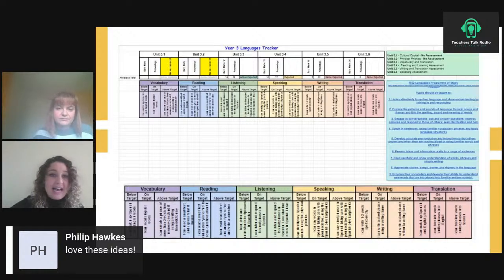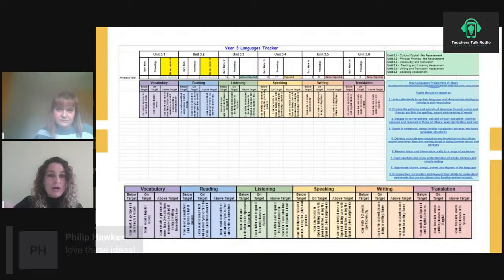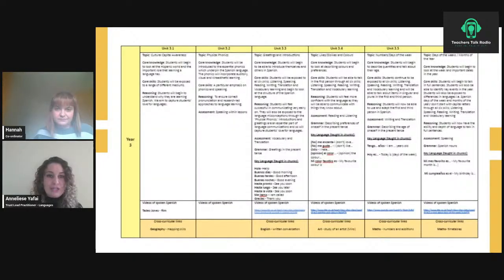And then this is how we track it over time. So the way that I did it was I took the program of study, I took what the expectations were for each skill, and I mapped it from year 6 to year 3. And then it has a below target, on target, or above target. So each year we know, and we vary whether they do a writing, whether they do a translation.